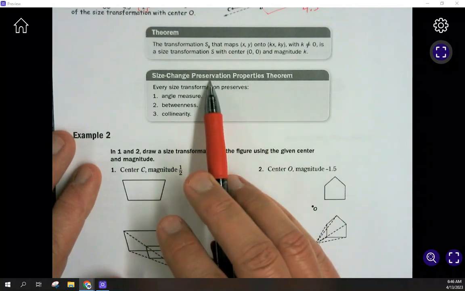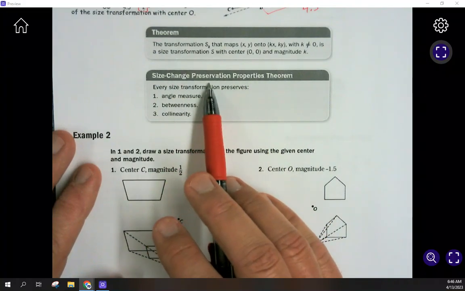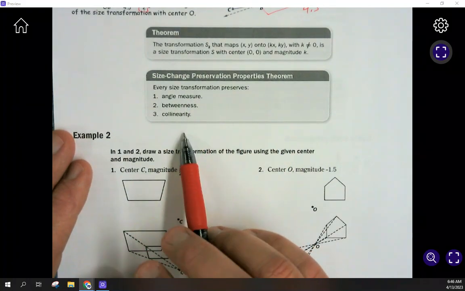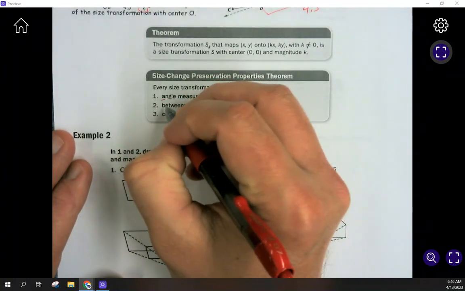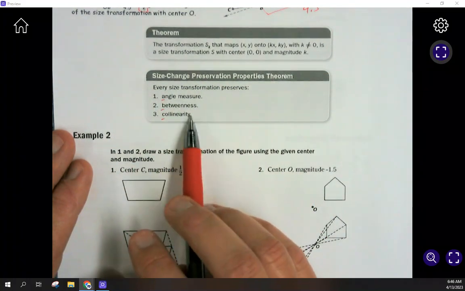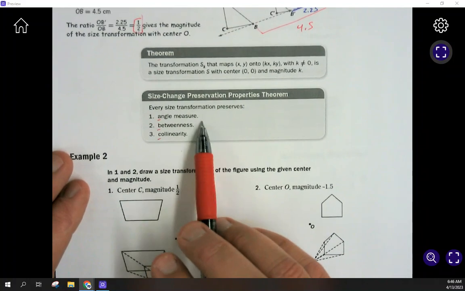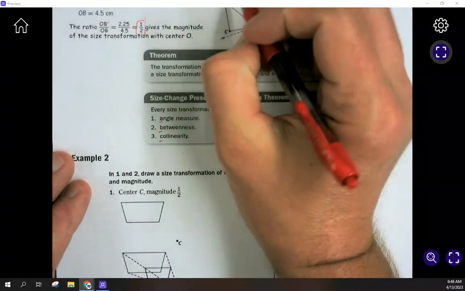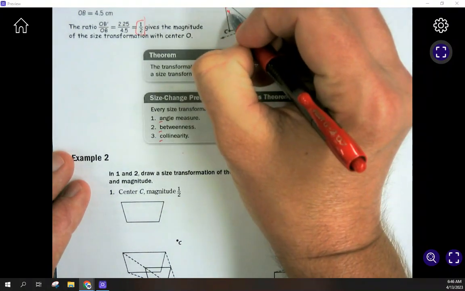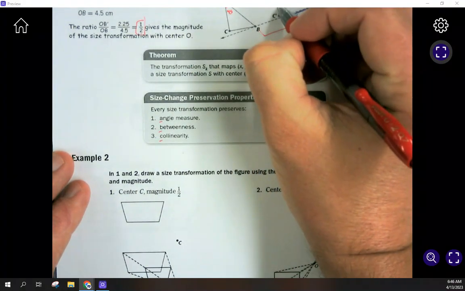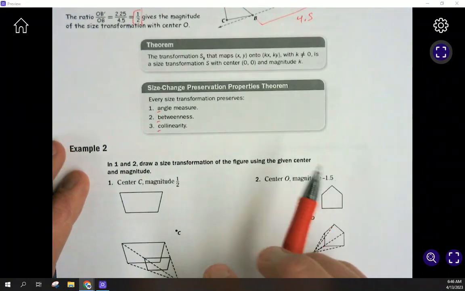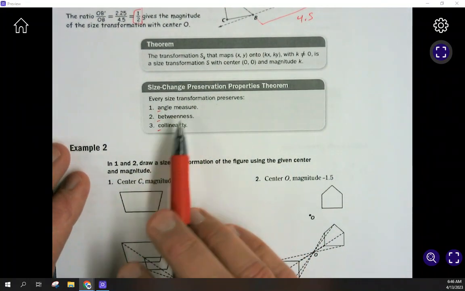They are preserved. So this is the size change preservation properties theorem. We talked about A, B, C, D. Notice there is no D here. We've got angle measure, betweenness, collinearity. So these are preserved when we have a size change. Angle measure is preserved. So this angle in here, angle A, if it was 45 degrees, then over here it's still going to be 45 degrees. So even though it's shrinking, the angles are going to stay the same. So angle measure is preserved.